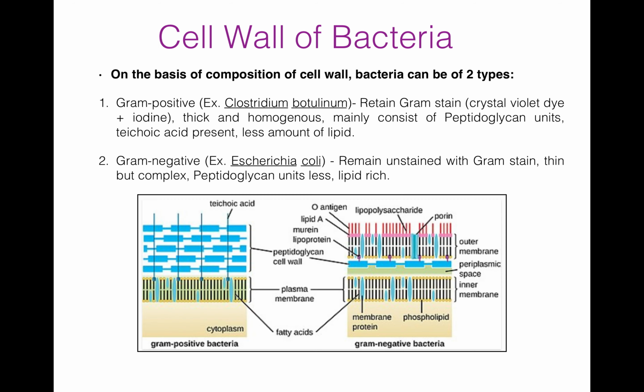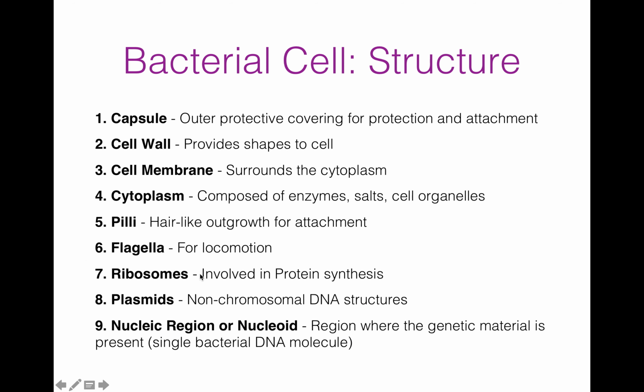Plasmids. Plasmids are non-chromosomal DNA structures. They are gene-carrying circular DNA structures that are not involved in reproduction. Now see the nucleoid. This is a region where genetic material is present. In bacteria, a single DNA molecule is present.